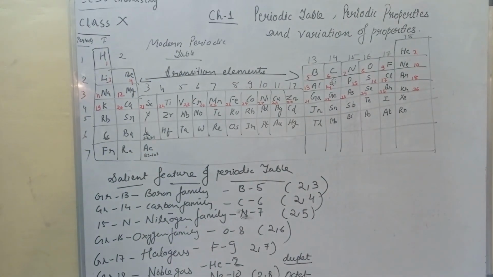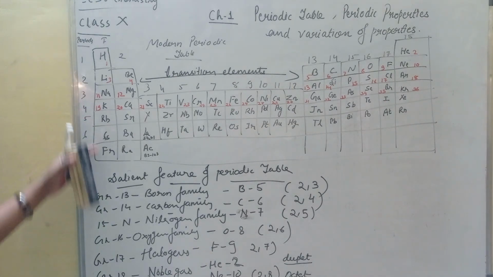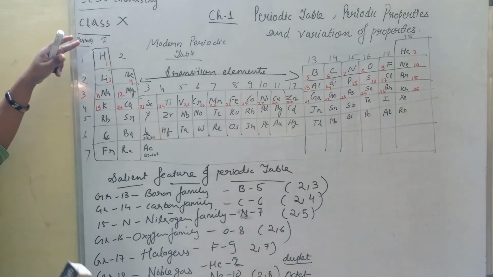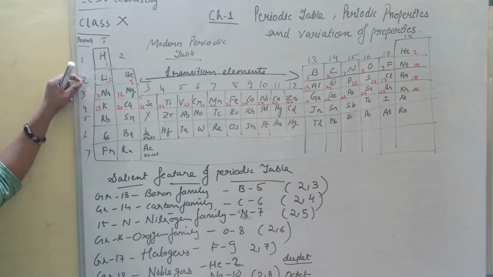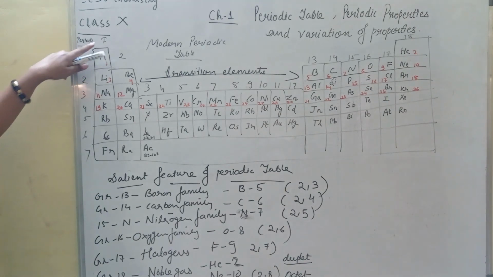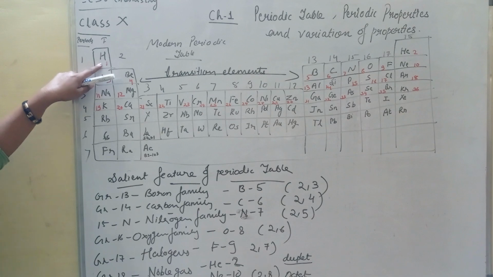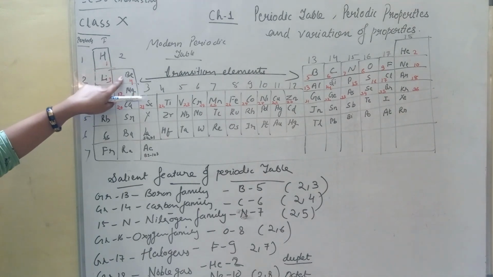Then what is left? Now we have to see periods. And one more thing: what we have seen is that in a particular group, the elements will have the same valence shell electrons. If it is a first group element, then it will have one electron in its valence shell. If it is a second group element, then 2 electrons in its valence shell.